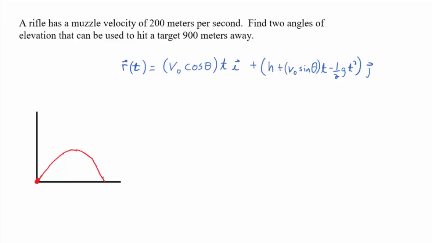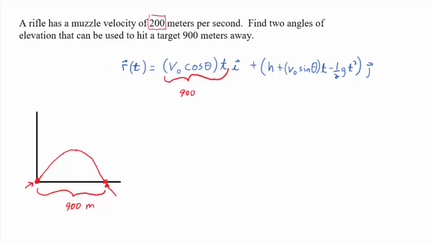So which component controls the horizontal? The i component. So this component, we really want to know when this component is equal to how many horizontal units away from where it started. In other words, what's this horizontal distance from where you launched it to where it lands? So 900 meters. So it seems to me we could set this equal to 900, and we've got three supposed unknowns here. One of them is known though. Which one? v naught cosine theta at t?